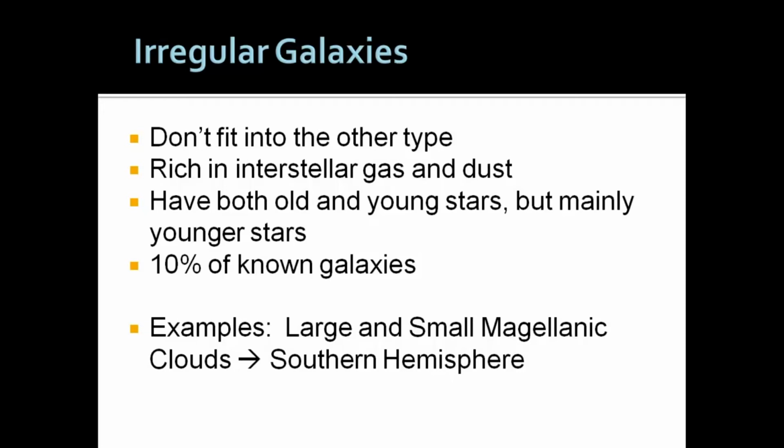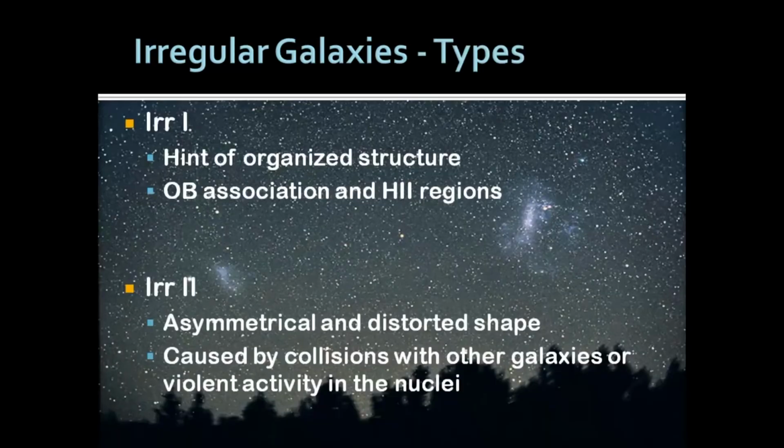Now, about 10% of known galaxies are actually irregular galaxies. And if you've ever been lucky enough to go to the southern hemisphere, you might have been able to see what we call the large and small Magellanic Clouds. Well, these are not really clouds, but instead they are irregular type galaxies. And this image in the background here is the large and small Magellanic Cloud. So those are actually irregular galaxies that you can see from the southern hemisphere. So irregular type 1 and irregular type 2 are the two designations of irregular galaxies that Hubble made.